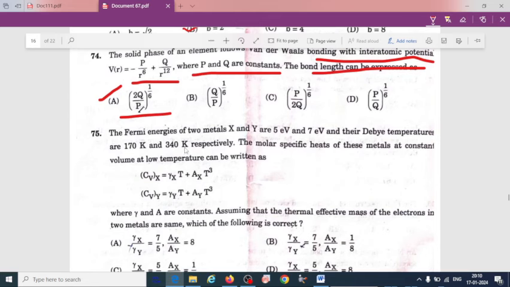So the next one: the Fermi energy of two metals X and Y are 5 electron volt and 7 electron volt. Their Debye temperatures are 170 Kelvin and 340 Kelvin respectively. The molar specific heats of these metals at constant volume at low temperature can be written as. So we need to find the molar specific heat of the metals at low temperature. They have given here the Fermi energy of two metals X and Y and the Debye temperature for those two metals.